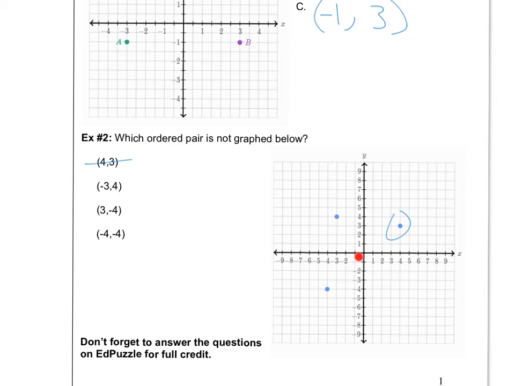This point here is back 3 and up 4. So that means it's -3, 4. Well, that's this point right here. Okay. This last one is back 4, and it looks like it's also down 4. So back 4, down 4, that's going to be -4, -4. Well, that's this guy. Which means the only one that is not graphed, which is what they're asking for, is this one.